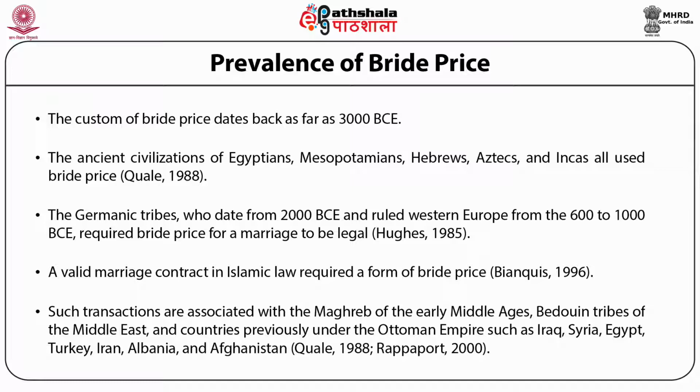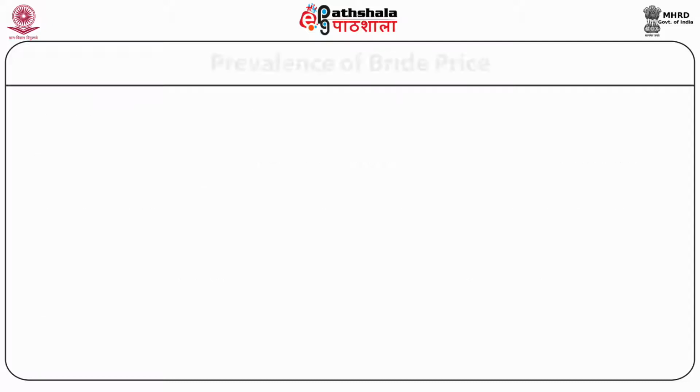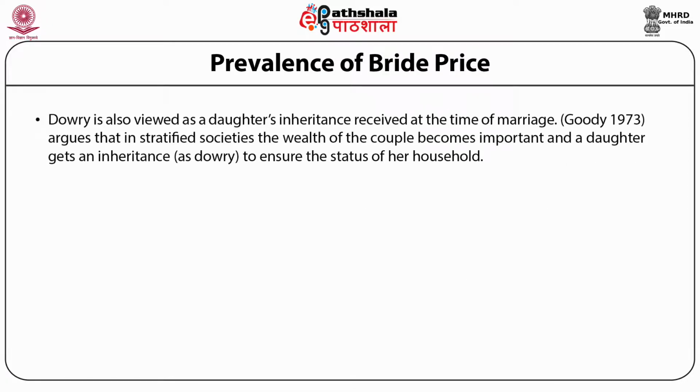Bedouin tribes of the Middle East and countries previously under the Ottoman Empire such as Iraq, Syria, Egypt, Turkey, Iran, Albania, and Afghanistan also practiced it. Dowry is also viewed as a daughter's inheritance received at the time of marriage. Goody, 1973, argues that in stratified societies, the wealth of the couple becomes important and a daughter gets an inheritance as dowry to ensure the status of her husband.